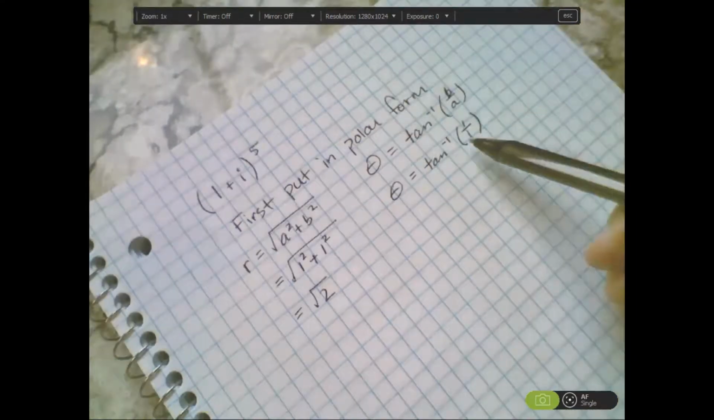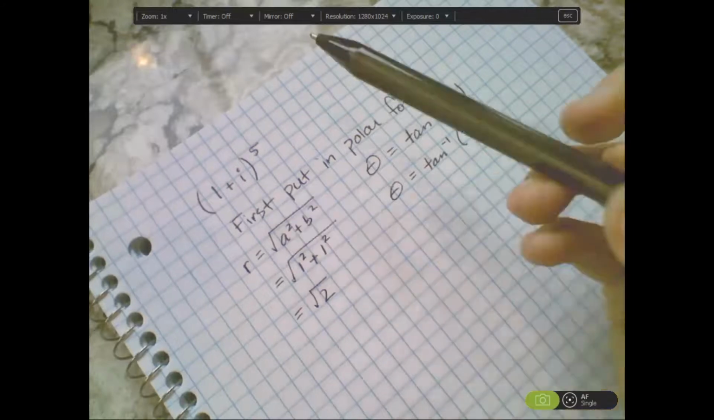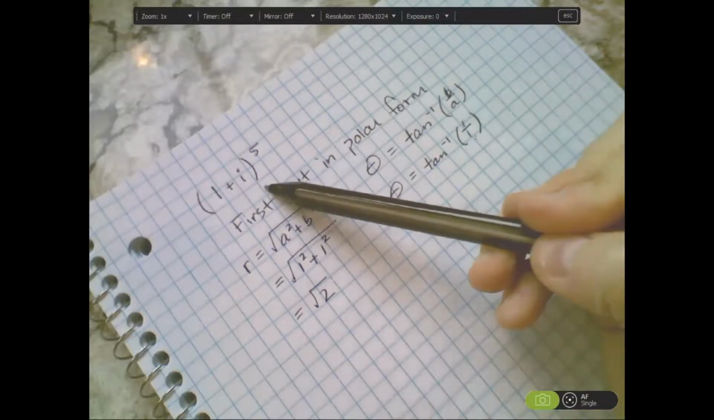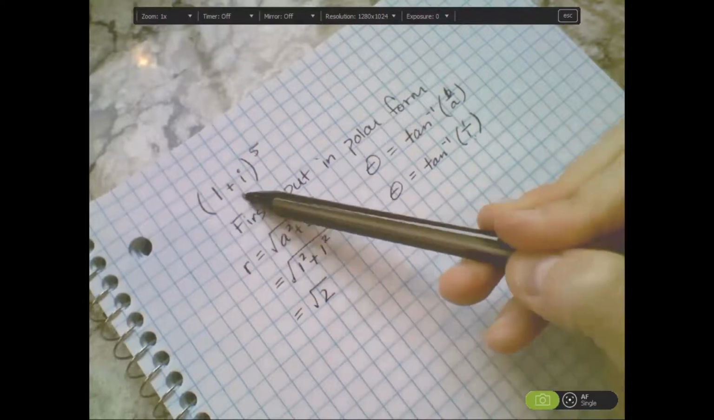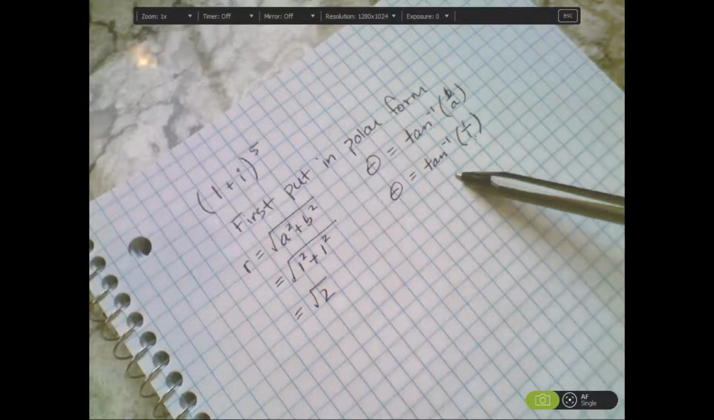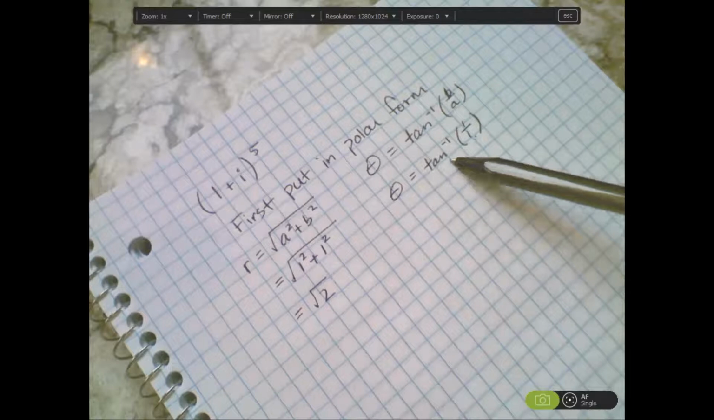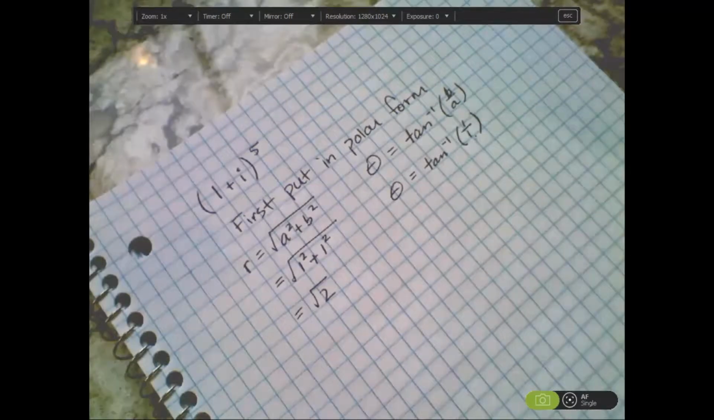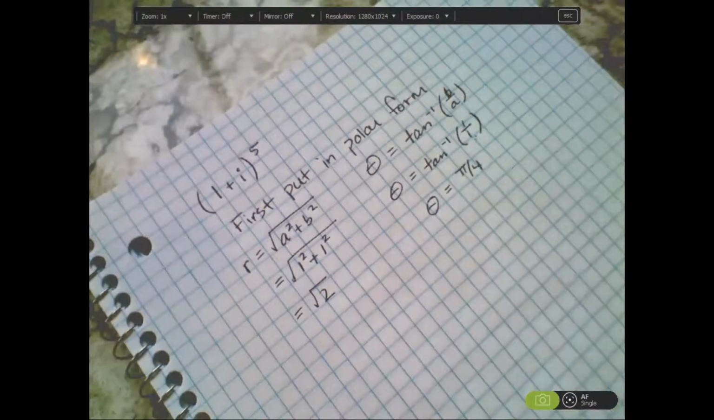So here's where we have to be a little bit careful because we want this angle to be in the same quadrant as our original number. This is one of those times when you have to kind of stop and think about your answer. This number that we started with, 1 plus i, is in the first quadrant. So that means when I get my angle down here, that also needs to be in the first quadrant. We need to find an angle in the first quadrant that has a tangent of 1. That's going to happen at pi over 4.